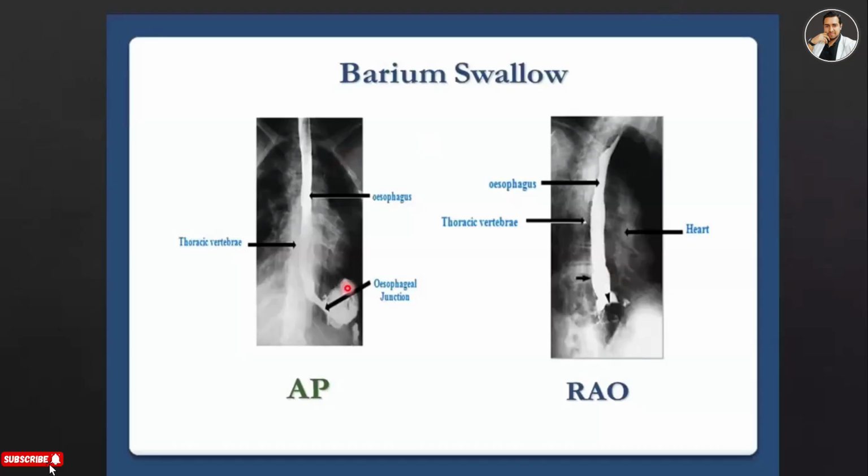And here is another view. This is the anterior posterior view, AP view. You can see the esophagus is straight enough, and the thoracic vertebra is also visible. This is the esophageal junction, and this is a right anterior oblique view. This is the esophagus, thoracic vertebra. This is the heart. So you have to take several views when swallowing the esophagus, like anterior, posterior, lateral, and oblique.